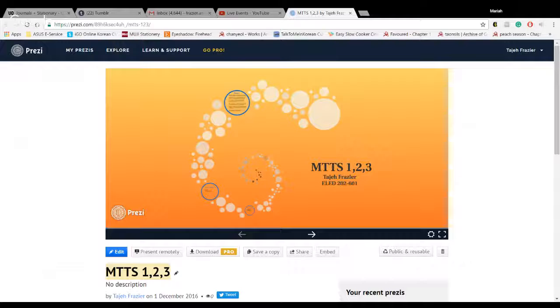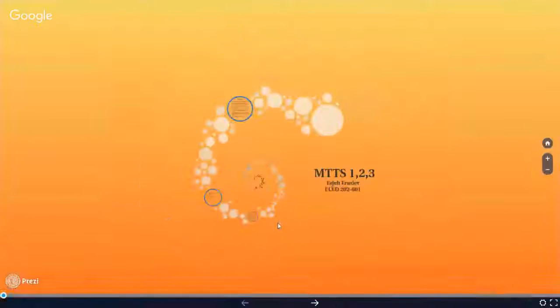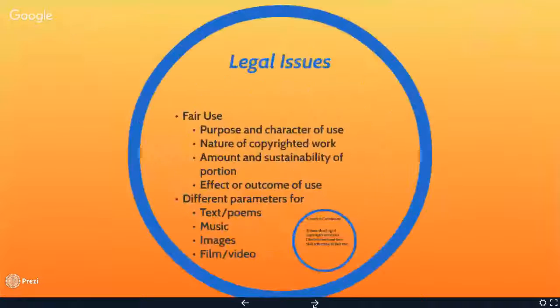We will be talking about some of the legal, ethical, and social issues that can be associated with incorporating technology into the classroom. So to begin, let's start with legal issues. Let's start with fair use.